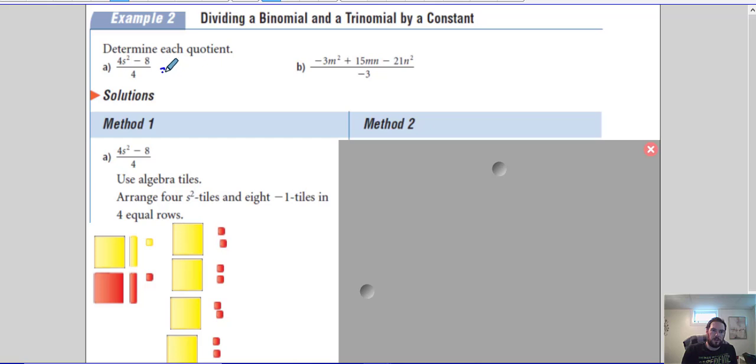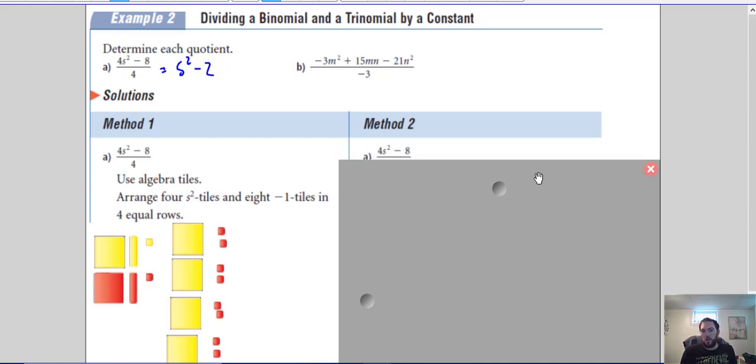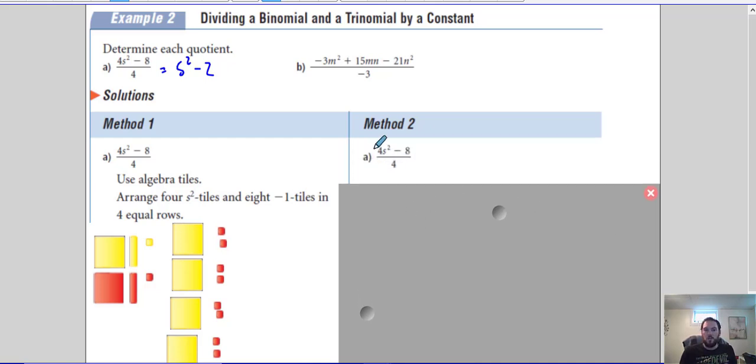So that's my solution, s squared minus 2. Now, method 2, just like with the other one, is how we do this by avoiding the tiles. Because again, multiplications and divisions work very much the same way.